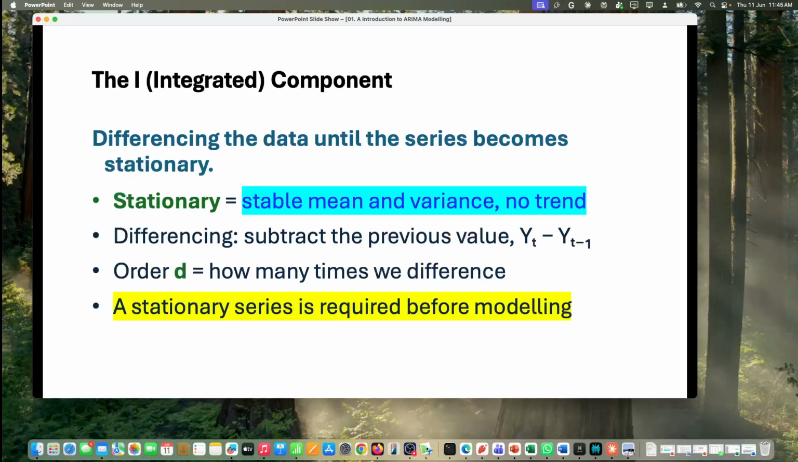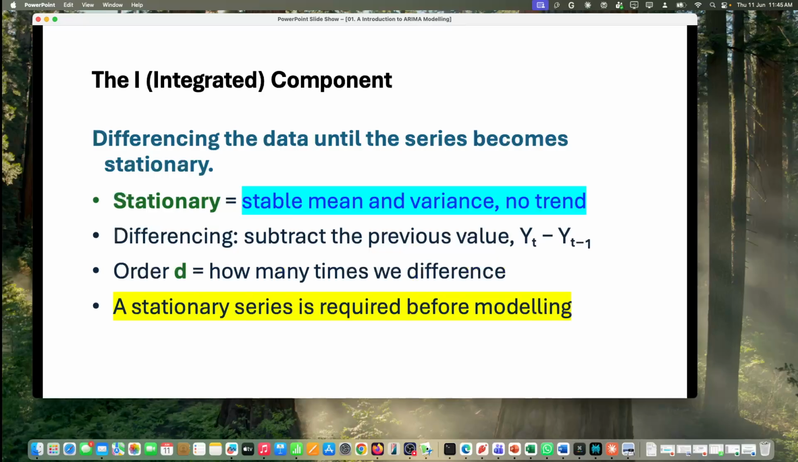Generally, whenever we see a time series which is non-stationary, how do you make the series stationary? A stationary series means a stable mean and variance, absolutely no trend. So how do you make this? We use a concept called differencing, that means subtract the previous value, that is yt minus yt minus 1. We will discuss how to do stationarity testing and how to convert non-stationary data to stationary in the next session.